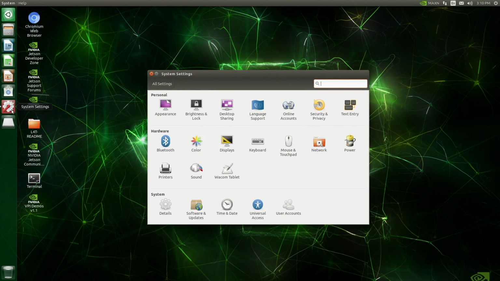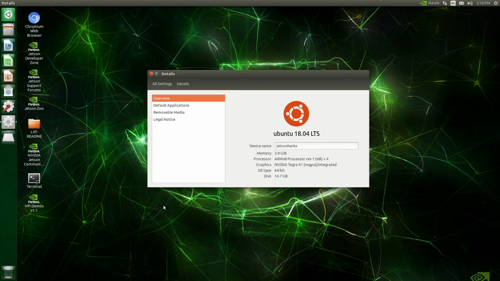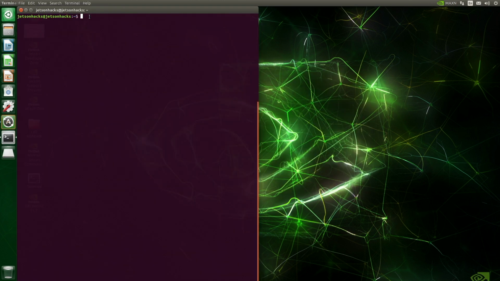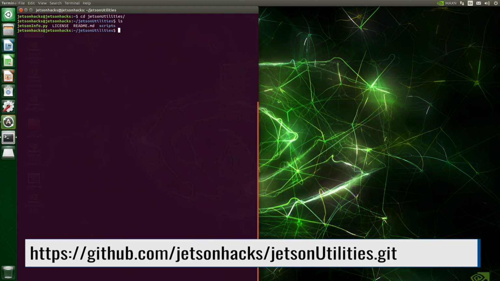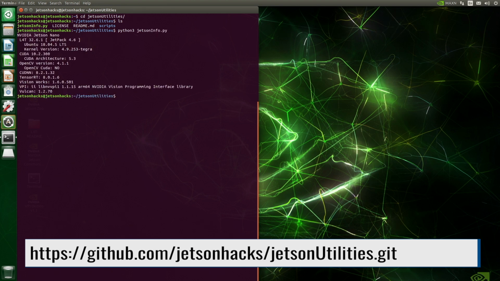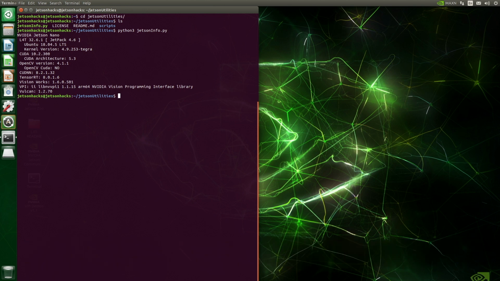Let's take a look at the system stats. Ubuntu 18.04, 4 gigabytes of memory, and 14.7 gigabytes for the root FS. I loaded up Jetson utilities from the Jetson Hacks account on GitHub. Here's some of the libraries that JetPack loads up. L4T 32.6.1, JetPack 4.6. Then we have CUDA, OpenCV, cuDNN, TensorRT, VisionWorks, VPI, and Vulkan.